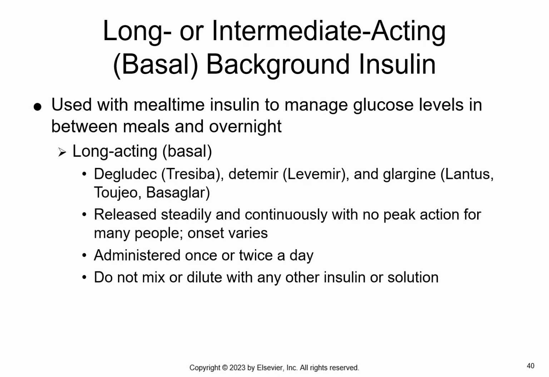When we look at long or intermediate acting, or basal, background insulin in addition to mealtime insulin, people with type 1 diabetes use a long or intermediate acting basal, which is a background insulin, to maintain glucose in between meals and overnight. Without 24-hour background insulin, people with type 1 are more prone to develop DKA. Many people with type 2 who use OAs will need basal insulin to adequately manage glucose levels.